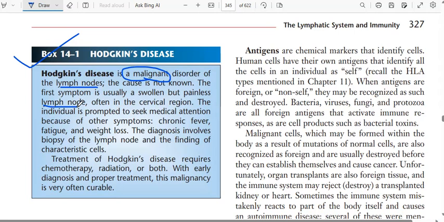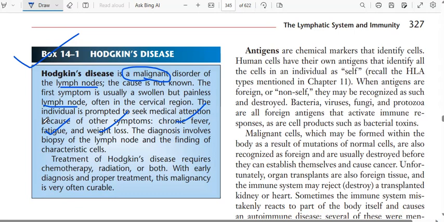Wherever lymph nodes are present, cervical, axilla. Okay. So those lymph nodes are swollen, but there is no pain. Often in the cervical region, as I told you, cervical region. The individual is prompted to seek medical attention because of other symptoms. So, other than that, what symptoms are seen? Chronic fever, fatigue, weight loss. Okay, so the patient is unable to walk or stand, and he or she has weight loss.